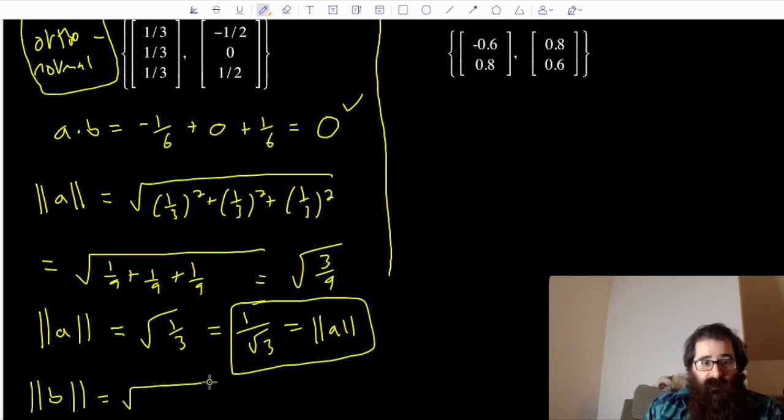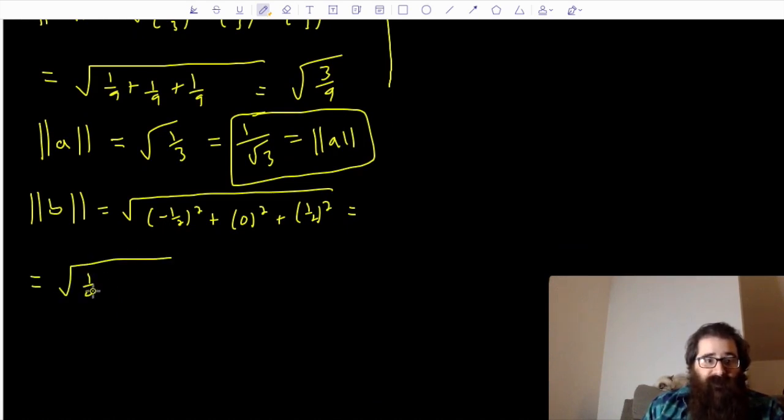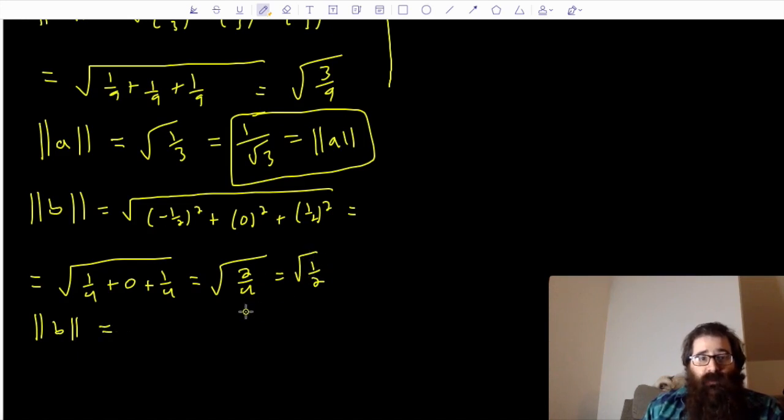That's going to be the square root of -1/2 squared plus 0 squared plus 1/2 squared. And what's that going to give us? Okay, let's find out. It's going to be the square root of -1/2 times -1/2 is +1/4, plus 0 plus 1/2 times 1/2 is 1/4. And that's going to give us the square root of 2/4. If I reduce this fraction, that's the square root of 1/2. So then the magnitude or the length or the norm of vector B, if I use my quotient property of the radical, square root of 1 is 1 over square root of 2.